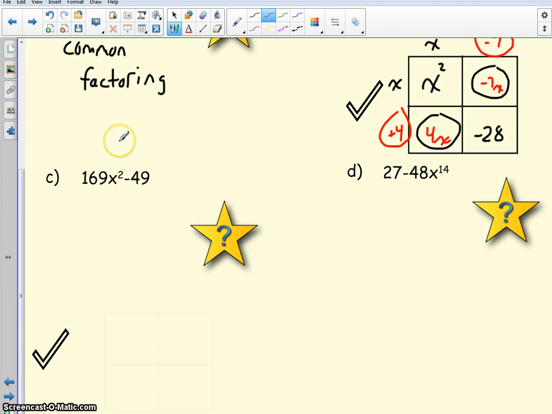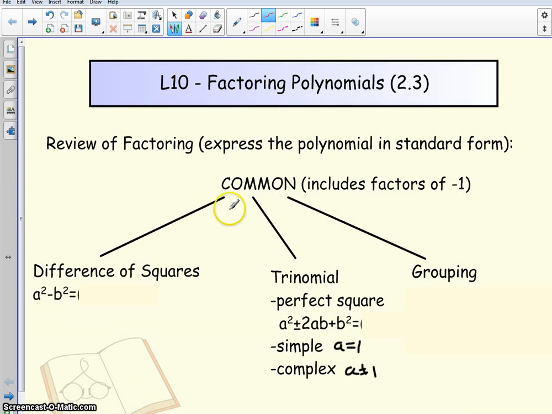So this one right here, 169x squared minus 49. Only two terms in this one. One thing you might notice here is if you look at 169x squared, that's a perfect square because 13x times 13x would multiply to this. 49 is a perfect square. So if you look back here, this sort of follows that difference of squares. We have two perfect squares that are being subtracted. That's going to factor into a minus b, a plus b.